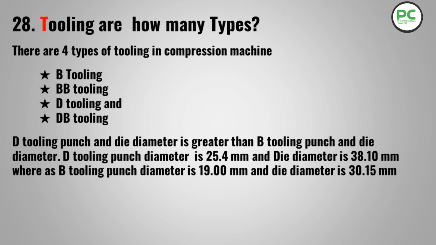Tooling are how many types? There are 4 types of tooling in compression machine: B tooling, BB tooling, D tooling and DB tooling. D tooling punch and die diameter is greater than the B tooling die and punch. D tooling punch diameter is 25.4 and die diameter is 38.10, whereas B tooling punch diameter is 19 mm and die diameter is 30.15.